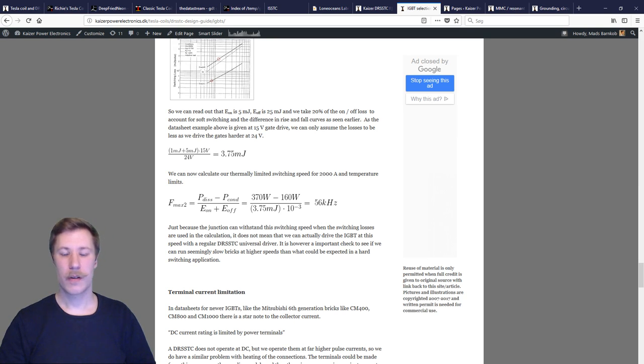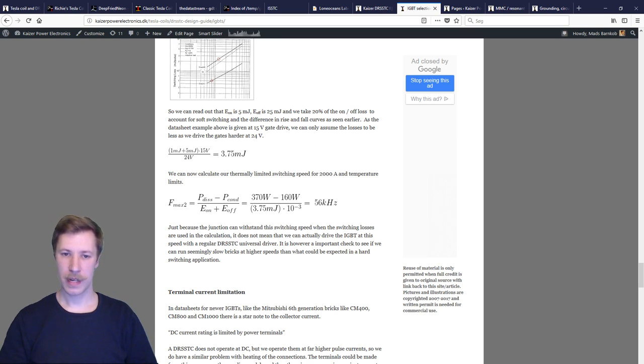Now my large coil is resonating at 37 kilohertz, so that is absolutely no problem. I'm staying below the thermal limit of this IGBT brick. And this is really the most vital part of designing a Tesla coil, in my opinion.